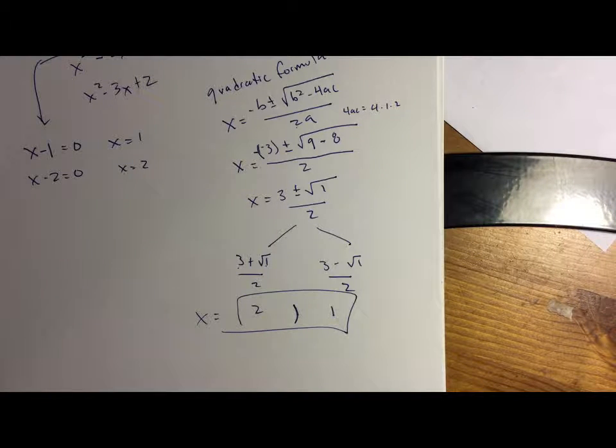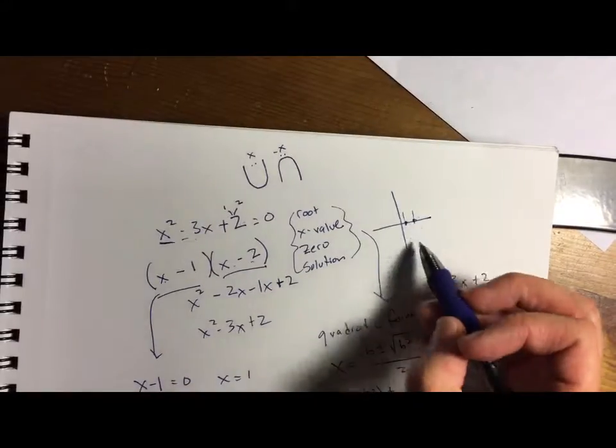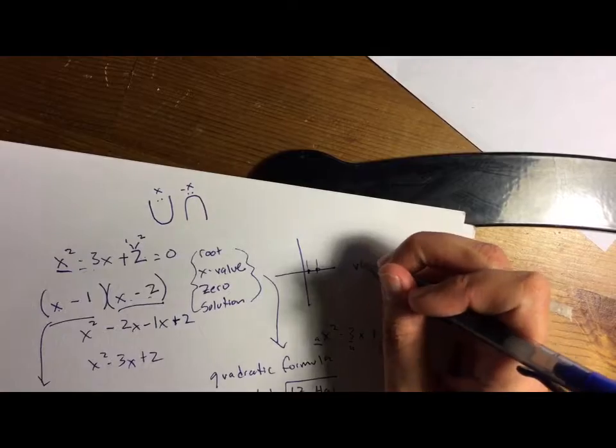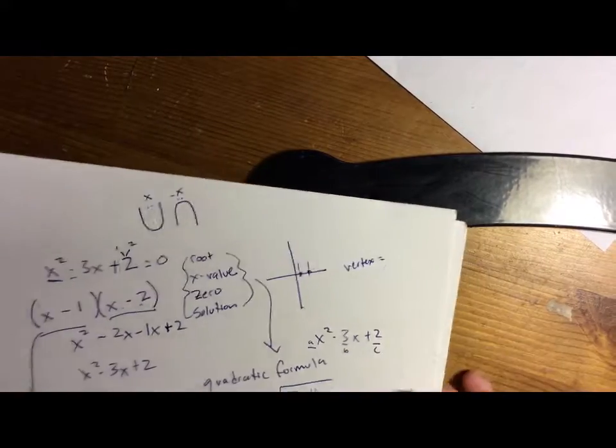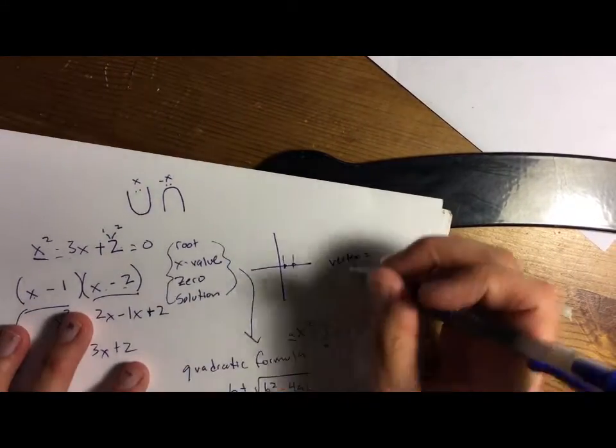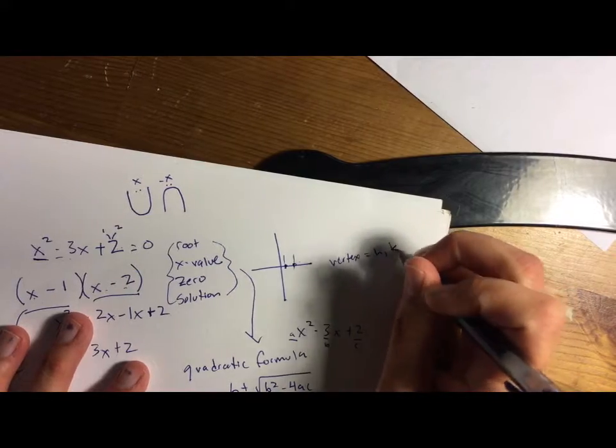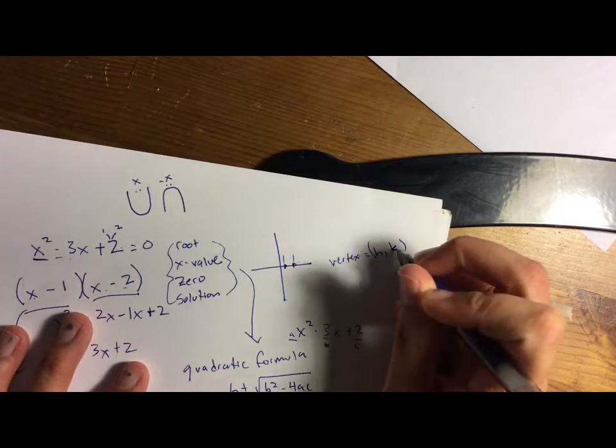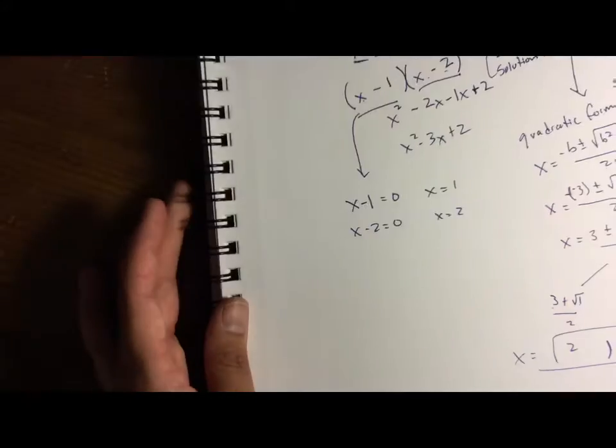Now to solve for the vertex. The vertex is the point at which our graph is going to turn, and you may or may not remember this from conics. It's not super important if you don't, but the point is given as h comma k, and we're going to solve for h and then plug in to get k. So let's do that over here.